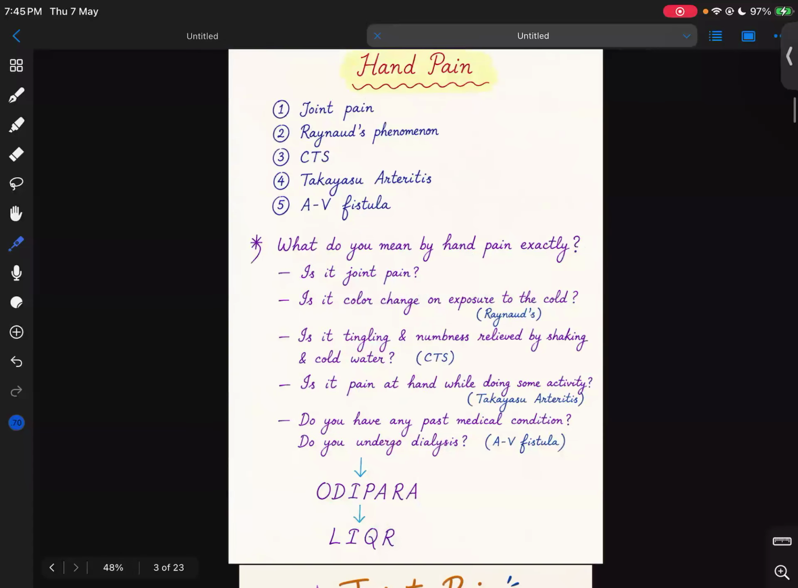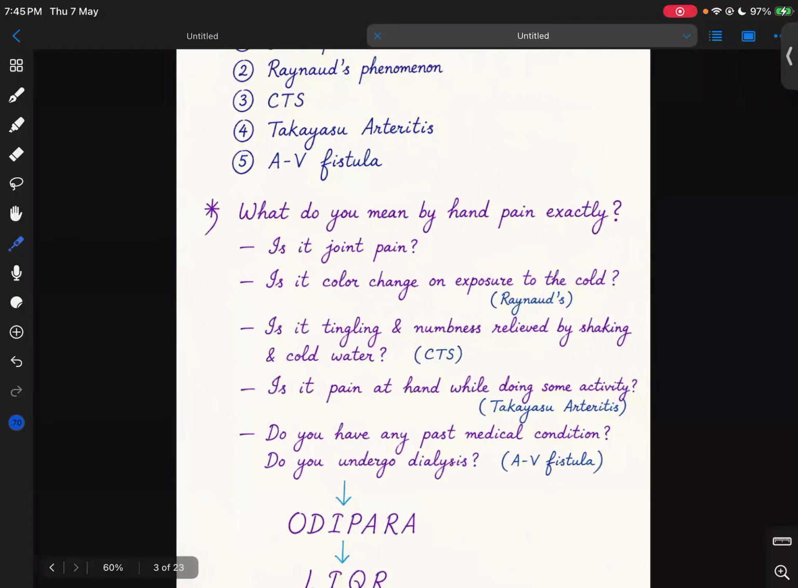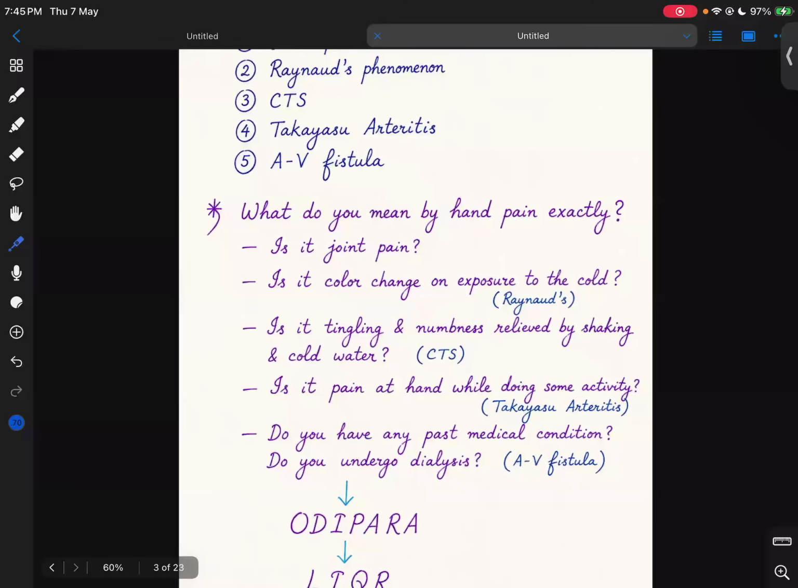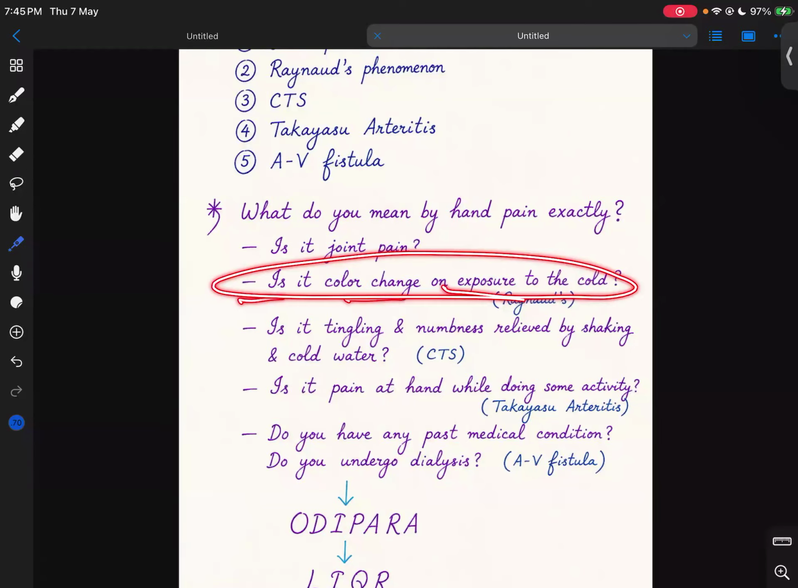Our joint pain is done. Now come to Raynaud's phenomenon. For Raynaud's phenomenon, the screening question will be, is there color change on exposure to the cold?